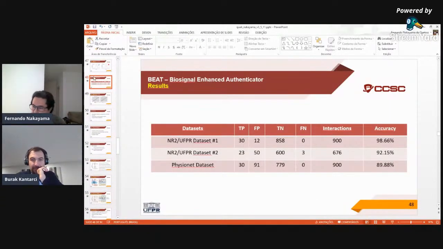Okay, so here in your second data set, I see a sharp decrease in accuracy. Yes. And there's also a sharp increase in the number of false positives here. So 50 out of 76 interactions. So you have false positives. So what is the reason for this?